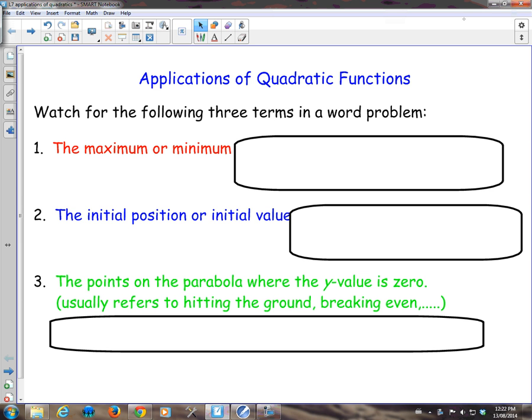Okay, here we are. Last lesson of Unit 2. This is Unit 2, Lesson 7. We are all the way to the point of applying what we know about quadratic relations. So, word problems and quadratic relations.